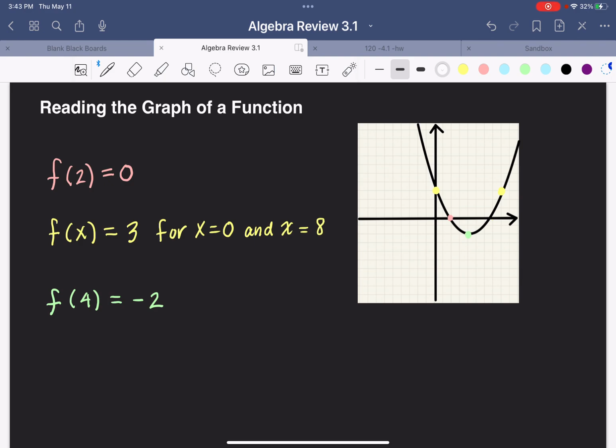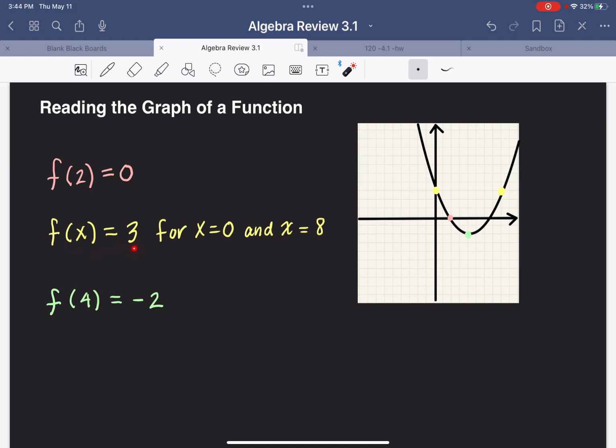Now let's talk about reading the graph of a function. So I've color-coded a few points here. I have f of 2 equals 0. That means at 2, see 1, 2, the output is 0. So y is 0 here, so that's the point (2, 0), which is what f of 2 equals 0 corresponds to.